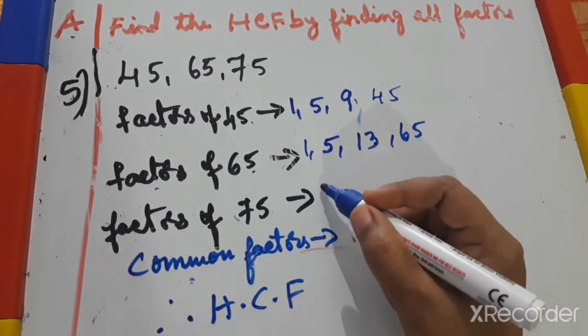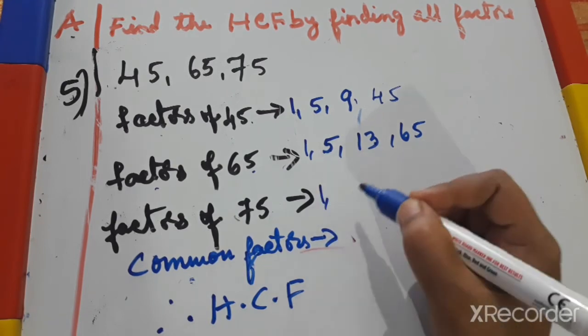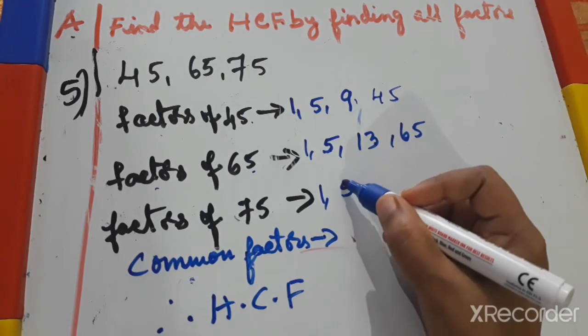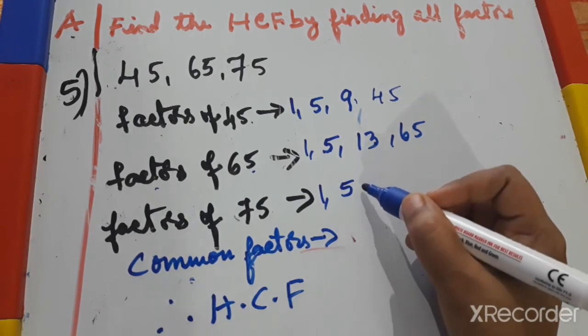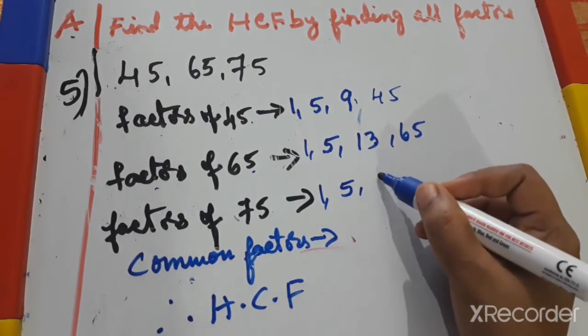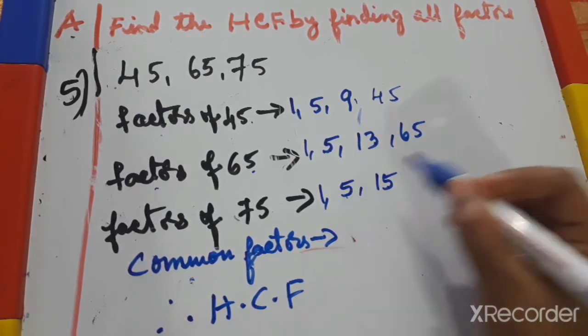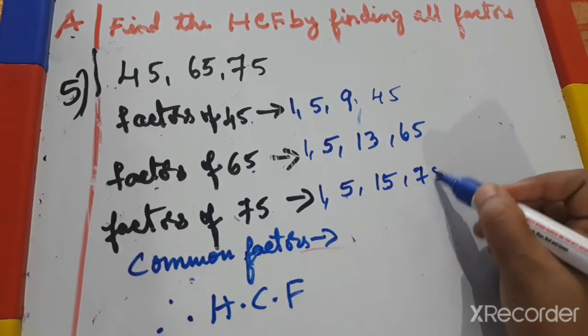Factors of 75 means which tables? 1 75 is 75. 1 is a common factor for all numbers. Then 5 how much? 5 15s are 75. It means 15 5s are 75. So we can write 5 15s are 75, or 15 5s are 75, and the number itself, 75.